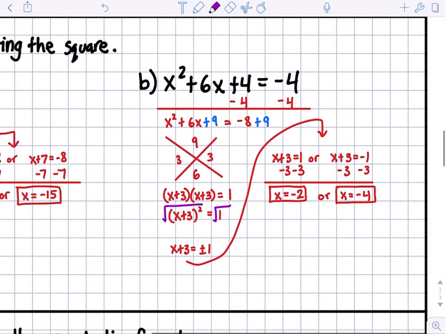Part B. So just because there's negative 4 right there, you guys, does not mean you stray away from how we did this. Remember, constants on the right. So we're going to subtract 4 from both sides.